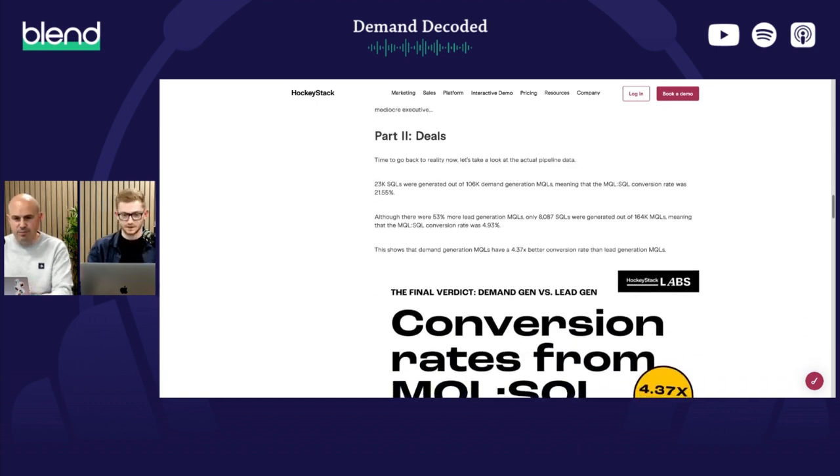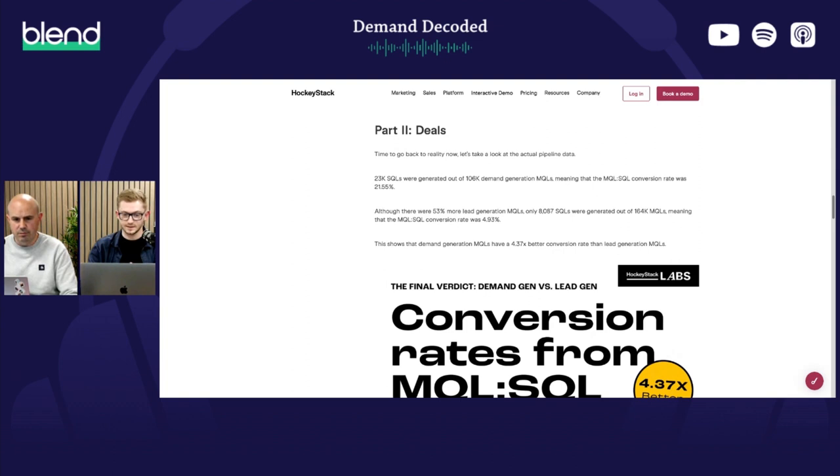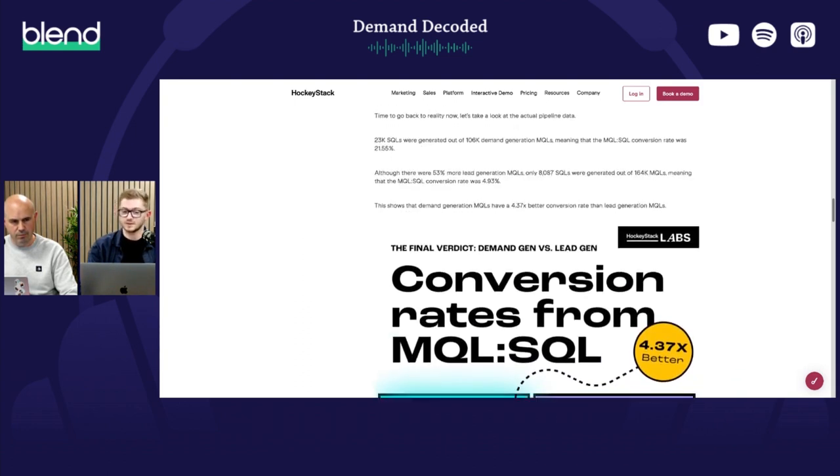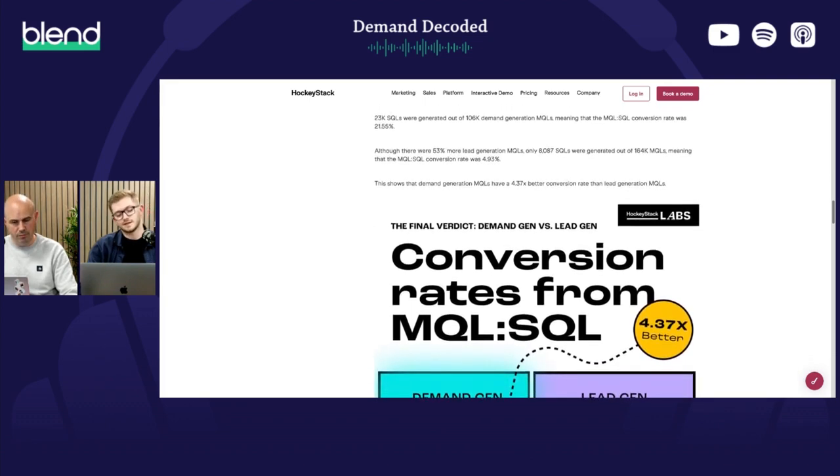Okay, so let's look at the difference in deals. So obviously, this is pipeline, as we mentioned in the definitions. Worth bearing in mind, every business in here will have a different definition of pipeline, so bear that in mind. But what more can you do in a report like this, right? Yeah. So let's look at the difference then.